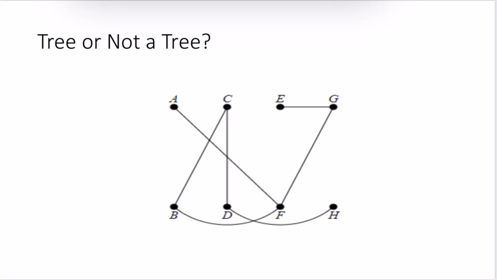So this graph is a tree because let's say I start at vertex E and go to G and F and A, or I could go F to B to C to D and H. All of the vertices are connected, and so that means that it meets the requirement of being connected, and there are no cycles in the graph.